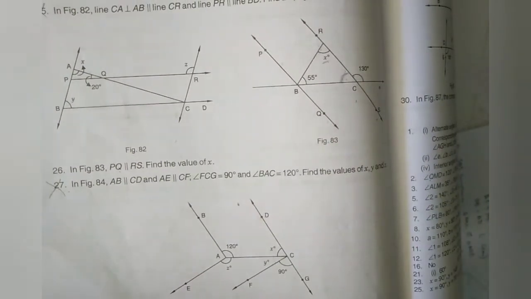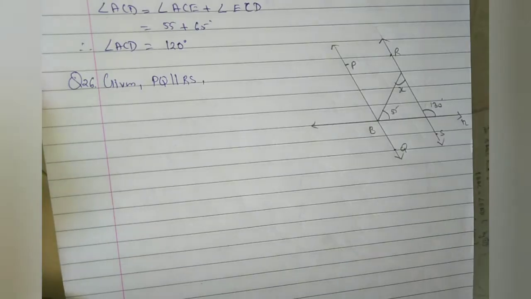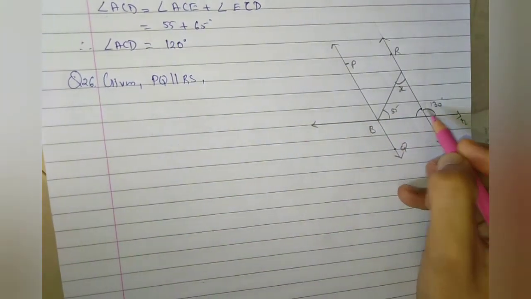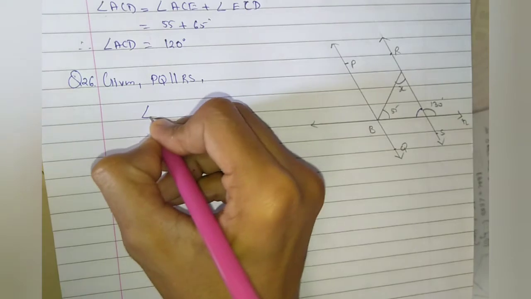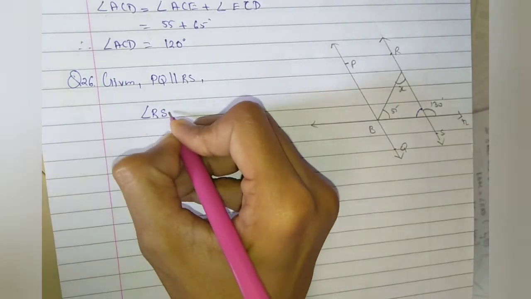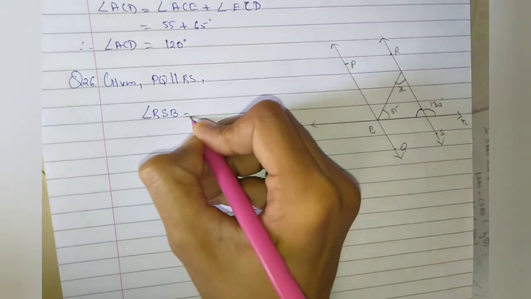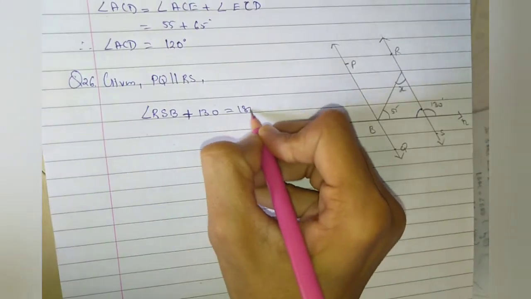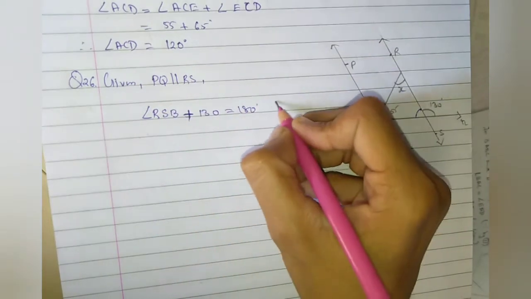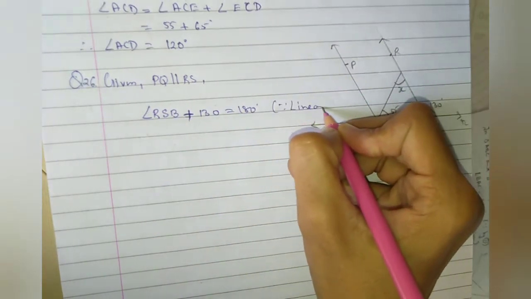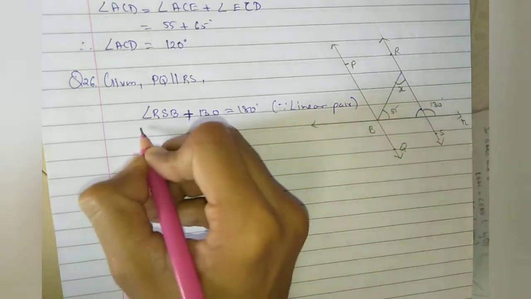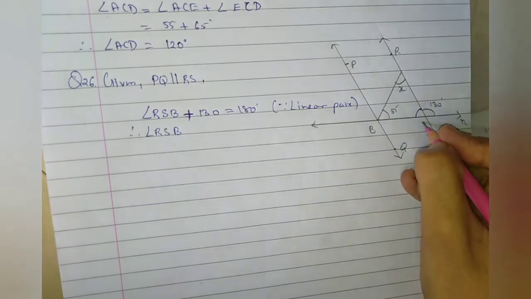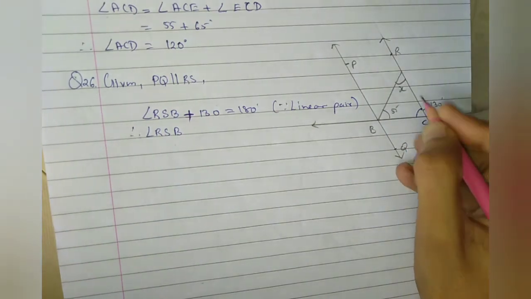So we can write like this way. So let us write it down. Now we are given PQ parallel to RS. So first of all we will find this angle. So we will write angle RSB plus 130 equal to 180, because these two angles are linear pair. So therefore angle RSB, here it is SC, is it right?